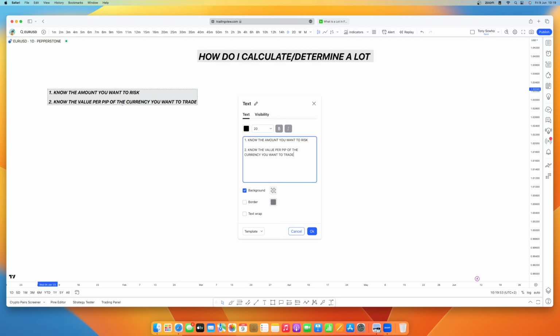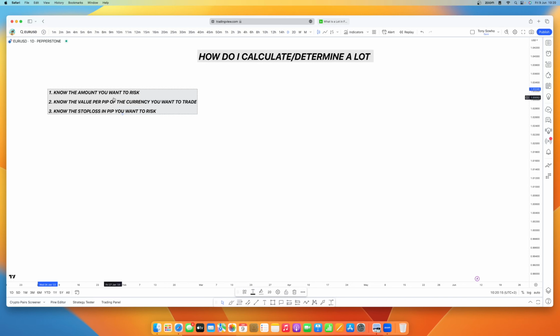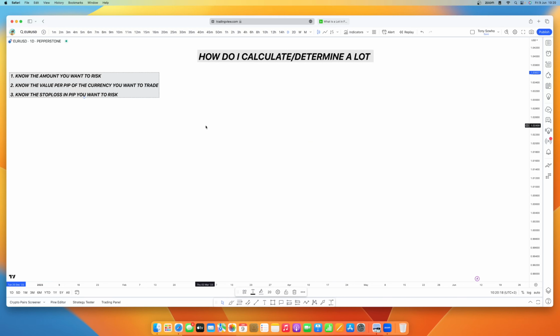Number three, know the stop loss in pips you want to risk. Exactly. Those are the three things you need in order to calculate or determine the lot size per trade. The first one is know the amount you want to risk. Number two is know the value per pip of the currency you want to risk. Number three is know the stop loss in pips you want to risk.